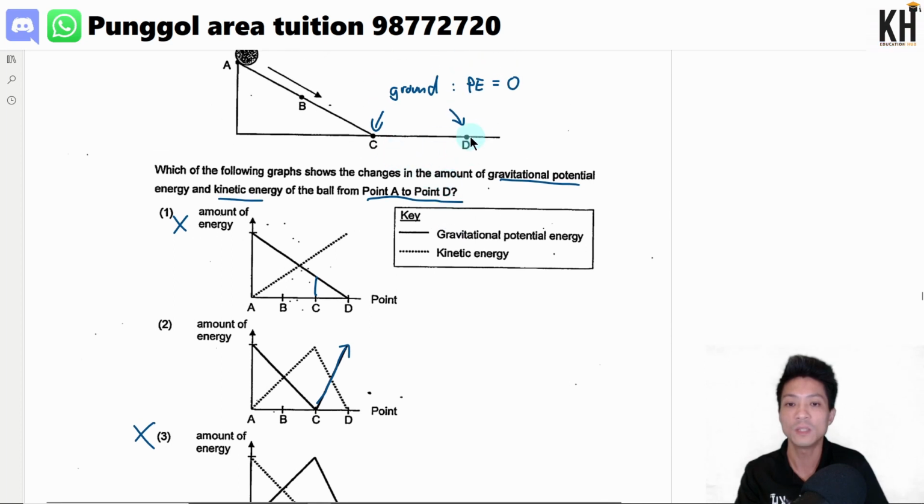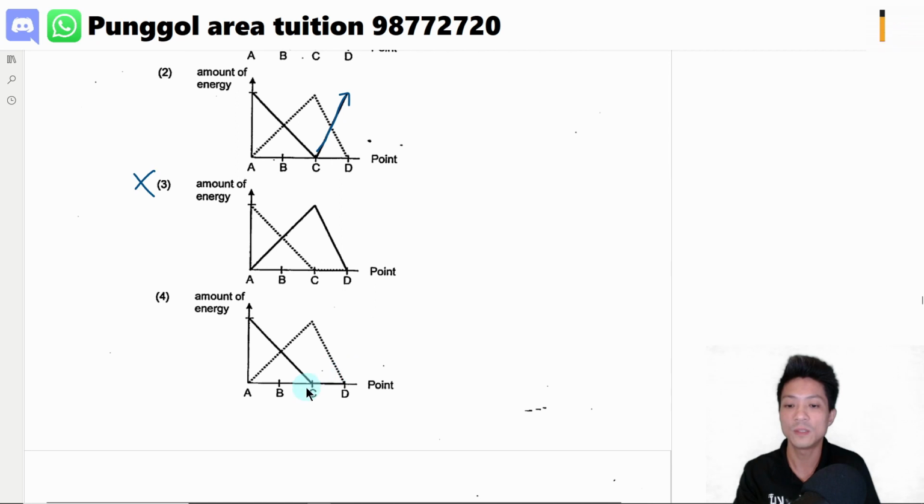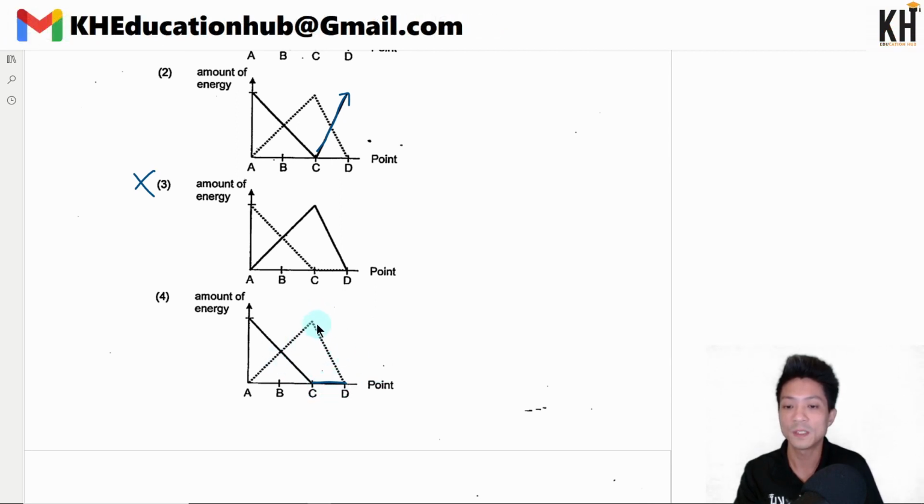Okay, but from C to D, it doesn't move higher. So from C to D, the potential energy should be a flat line. And then for C to D, the kinetic energy should be decreasing. So the answer is number 4.